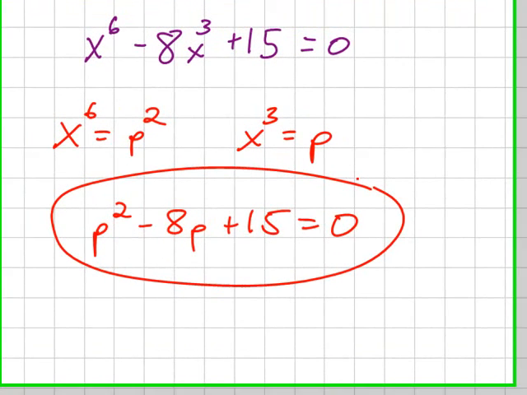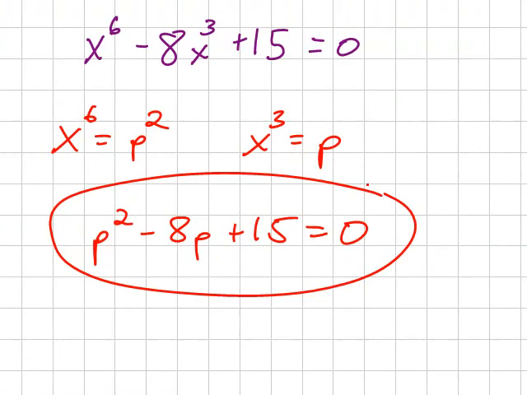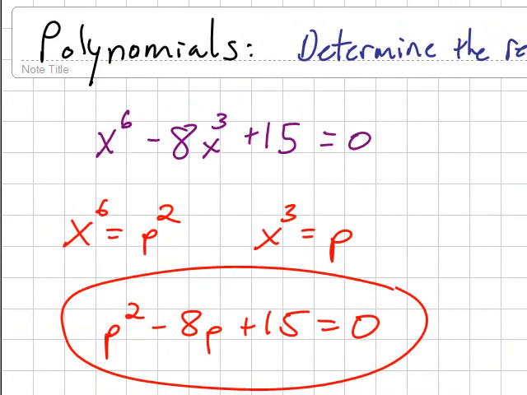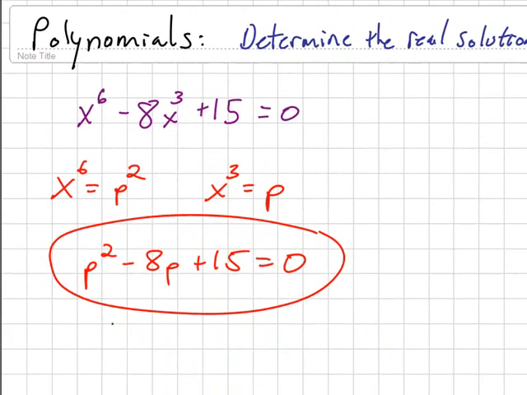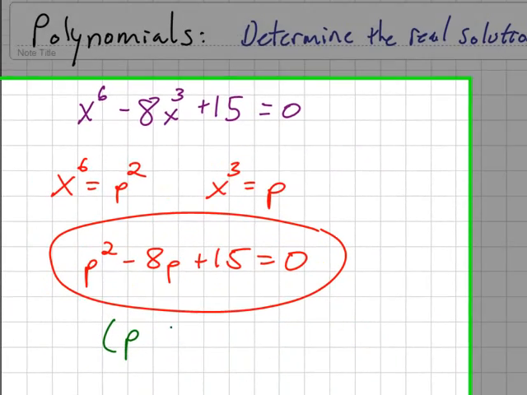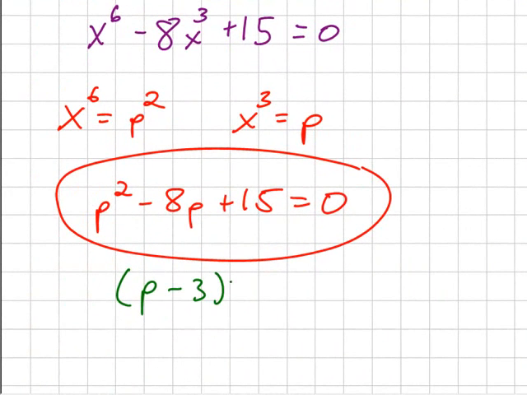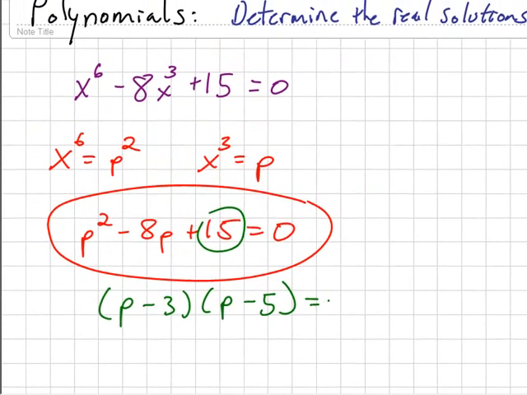Now I can apply the quadratic equation, or I can simply factor. In this case I'll factor the left hand side, and I am left with p minus 3 and p minus 5. Again, I looked at the factors of 15. I have 5 and 3, and when I add them together, it gives me negative 8.